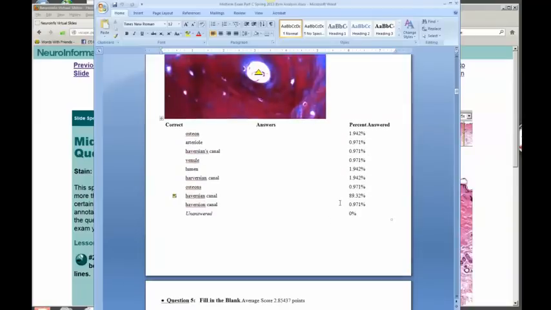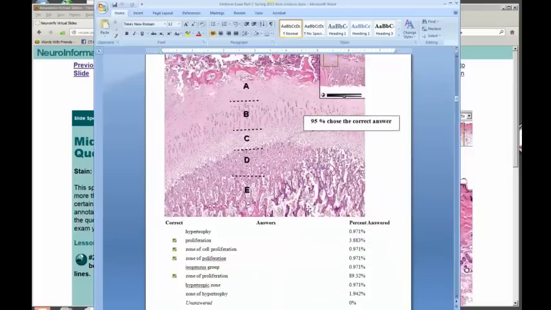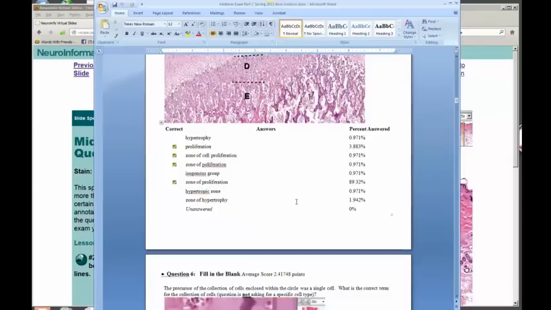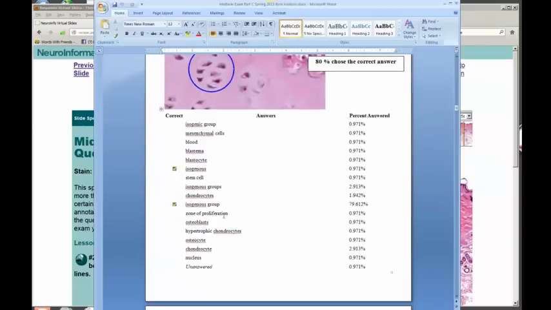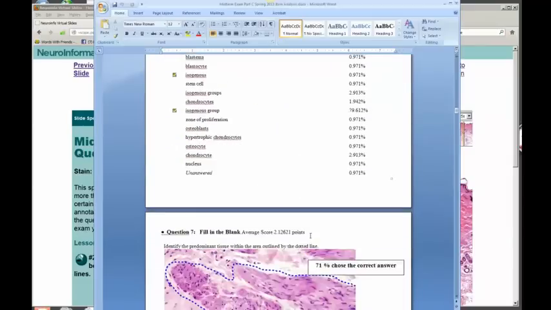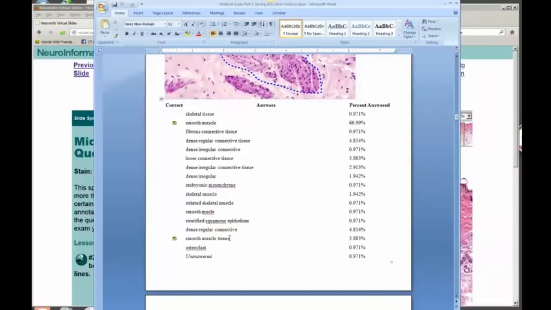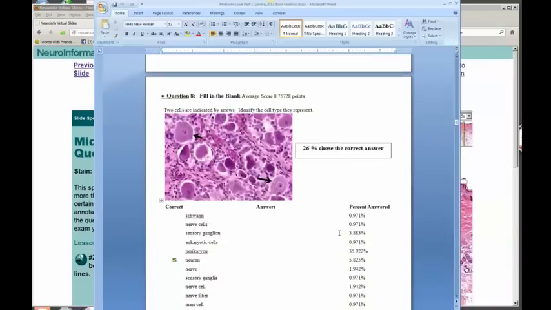For this one, we accepted Haversian canal, but then later on we went back and regraded for Haversian canal and Haversian's canal. So we accepted all those. And then here we accepted proliferation, zone of cell proliferation, and zone of proliferation. We accepted isogenous for this, an isogenous group. We accepted smooth muscle and smooth muscle tissue. I don't think we accepted anything else for that.